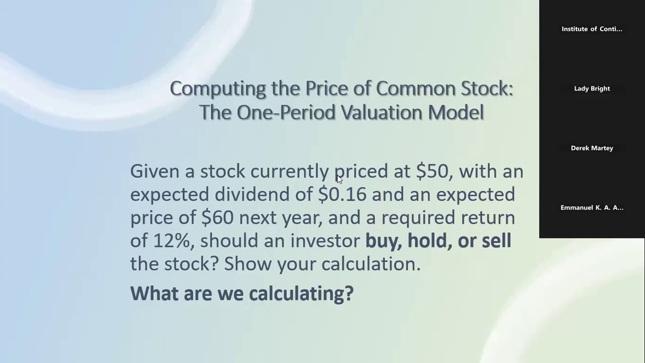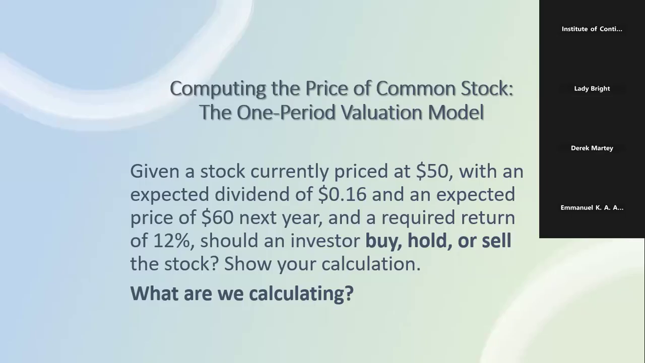Given a stock currently priced at $50 with an expected dividend of 0.16 and an expected price of 60 next year, and a given return of 12% and a required return of 12%, should an investor buy, hold, or sell the stock?